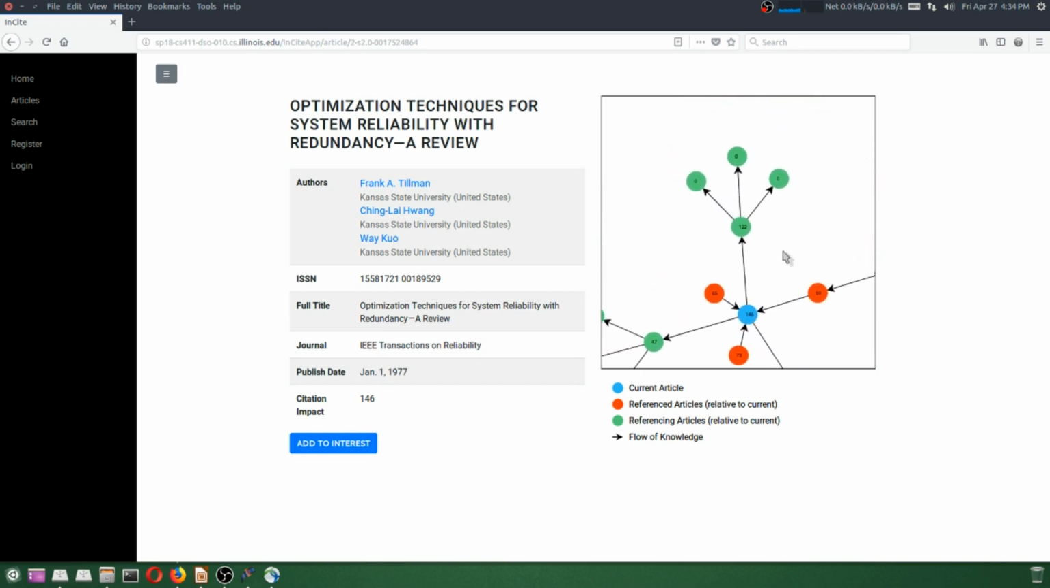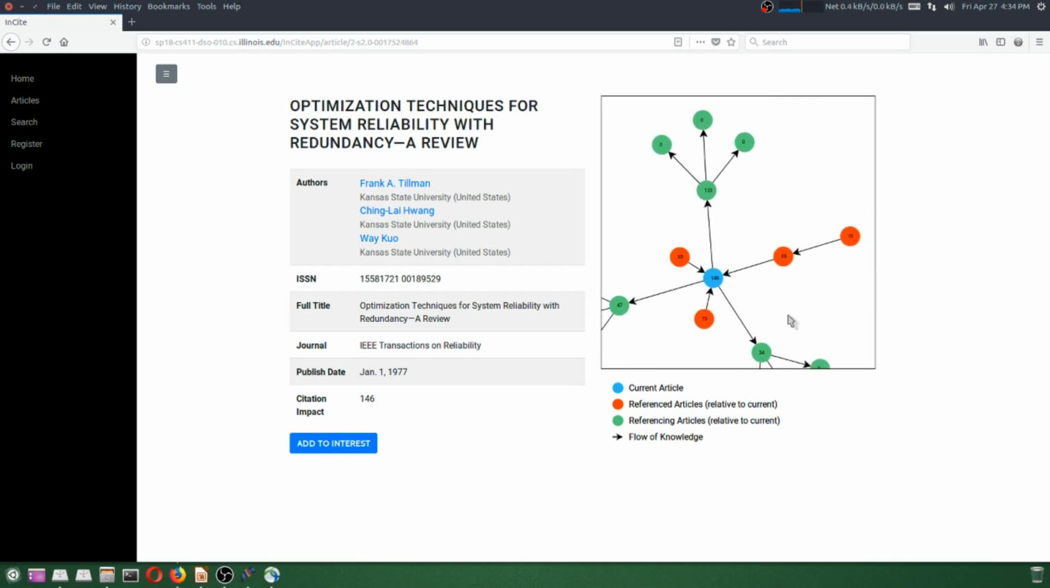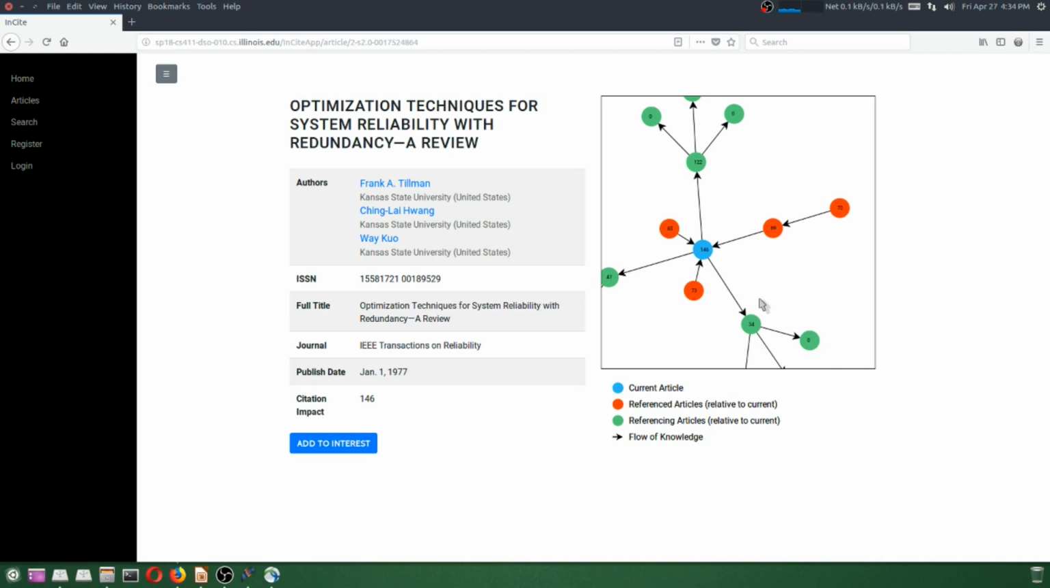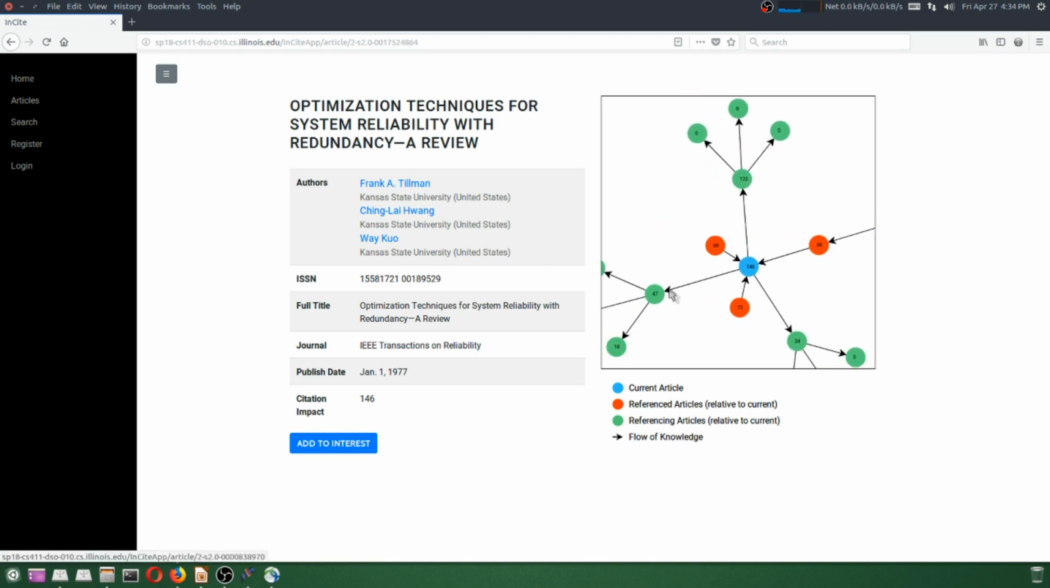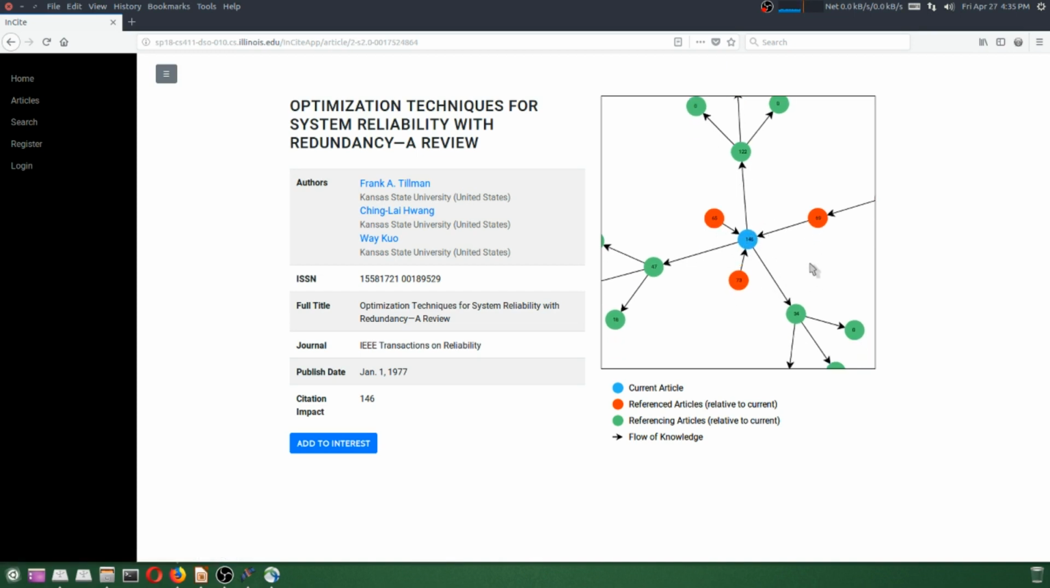So right now the graph is generated with a limit of 3 nodes on each level, and the nodes are sorted with the highest citation impact on top. This means that these 3 nodes, for example, are the articles with the highest citation impact that are referencing the current article, and these 3 nodes are the articles with the highest citation impact that are referenced by the current article.